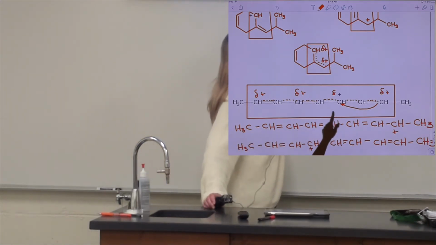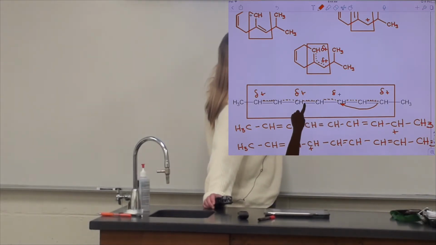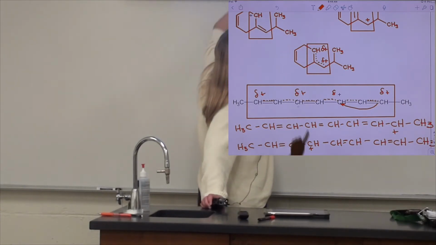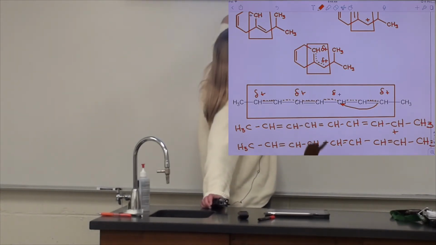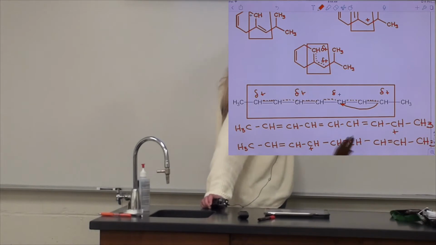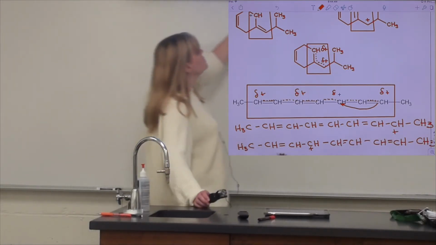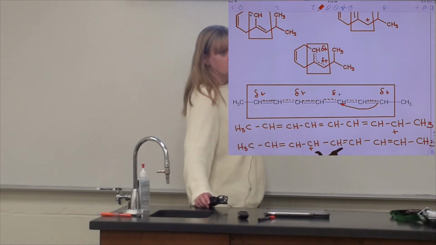Then if you're going the other direction, you take this bond, move it over here. So now the positive charge is there. The double becomes a single, the single becomes a double. Everything else stays the same though, as the way it was drawn up here. You're just doing 3 at a time.